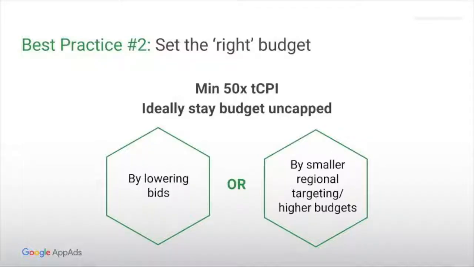For the second best practice that I'm going to talk about, we're going to talk about making sure that you set the right budget and the right CPI. One of the things you need to do is make sure you provide our systems plenty of data to learn what's best for your app and for your campaign. So this is especially important for new campaigns.